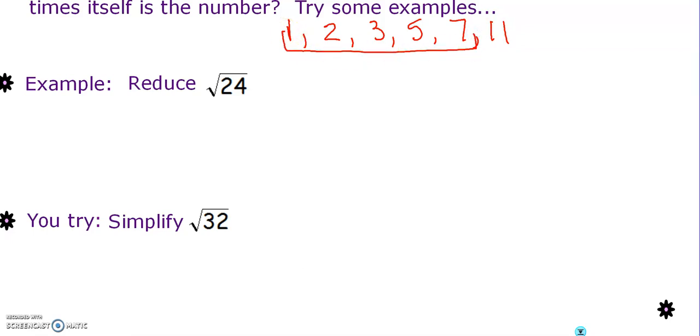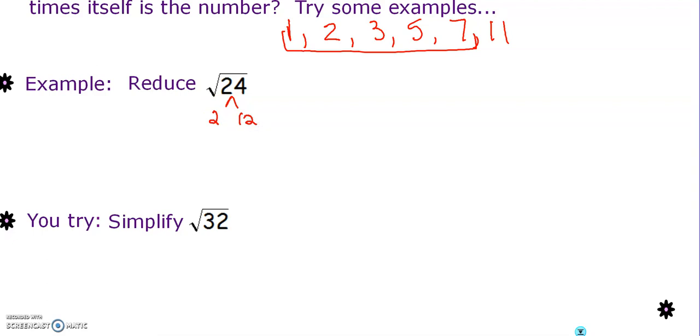But when I look at the square root of 24, I want to look for a prime number. And I can choose either 2 or 3. I'm going to choose 2 this time because a lot of us like to start with 2 as we're factoring. So I'm going to do a factor tree. So 2 times 12 is equal to 24.